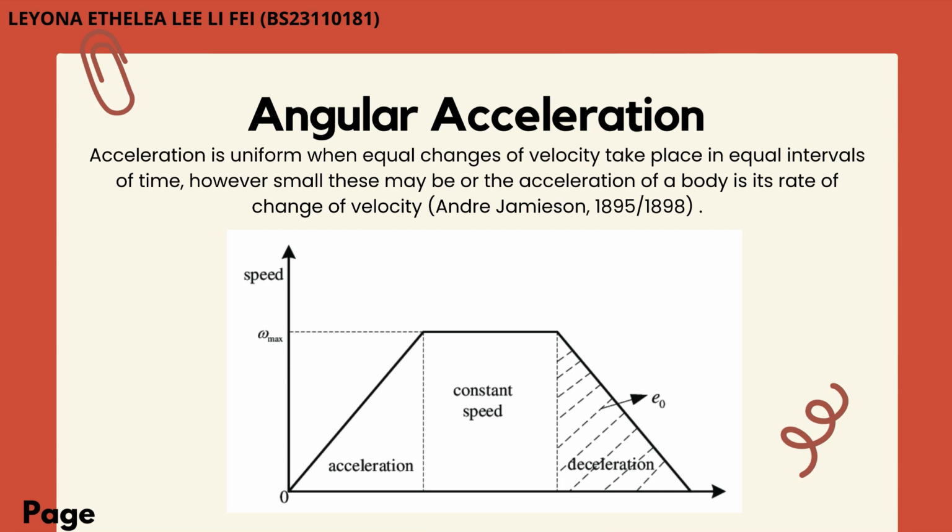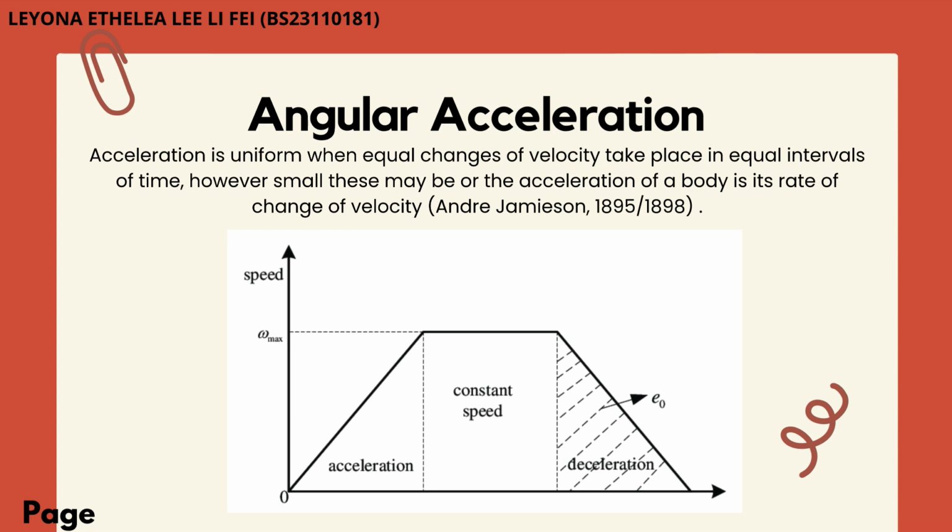The definition: acceleration is uniform when an equal change of velocity takes place in equal intervals of time, however small this may be. The acceleration of a body is the rate of change of velocity.